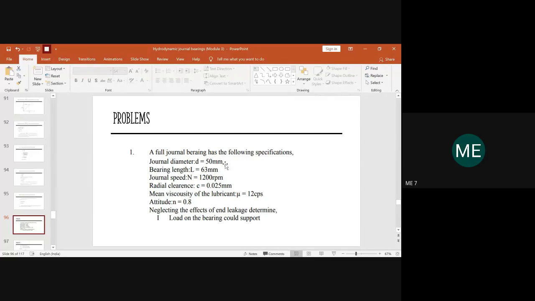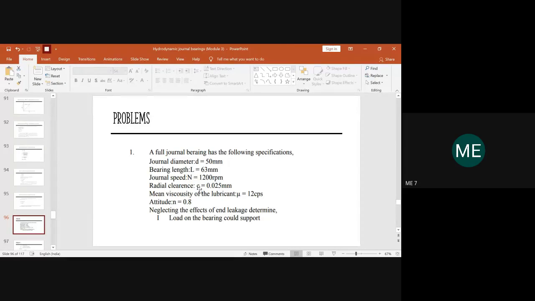Please see the units. If it is in mm, you have to convert it to meters when we substitute in the equation. So the journal diameter is given as 50 mm, bearing length is given as 63 mm. Then the journal speed with which it is rotating has been given as 1200 rpm. The radial clearance is given as C.